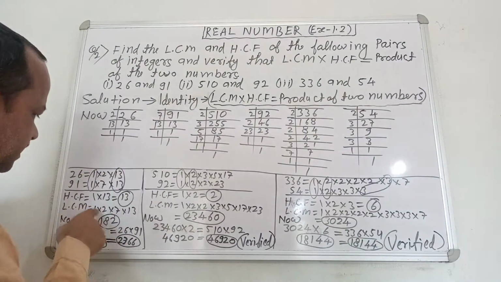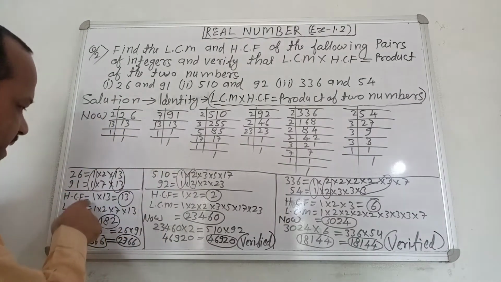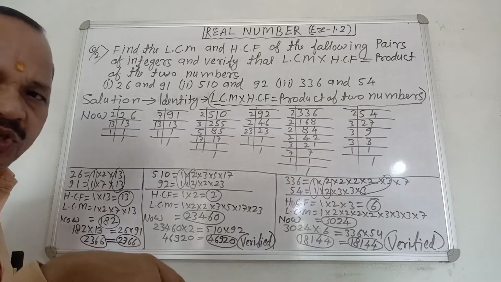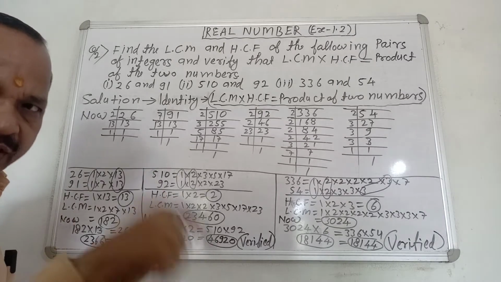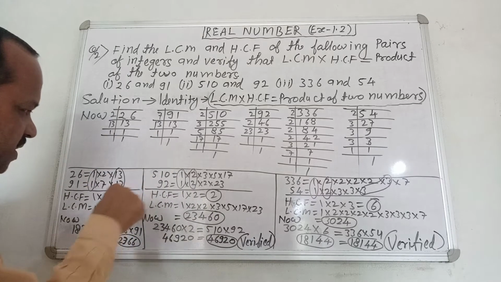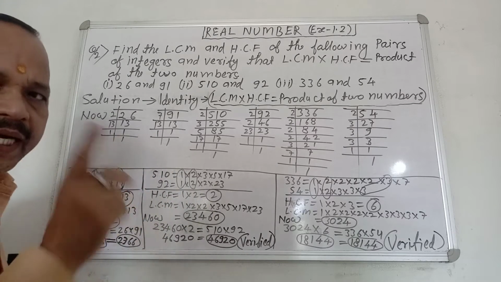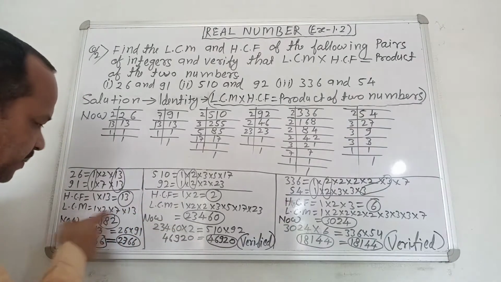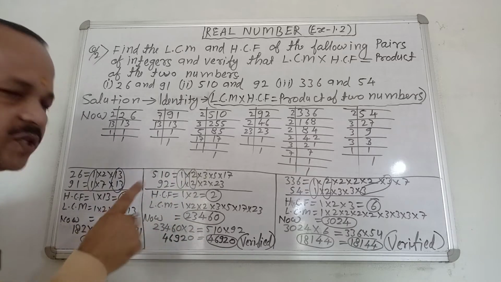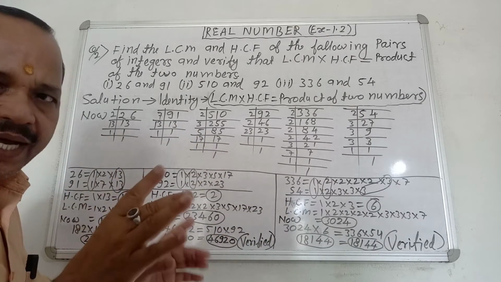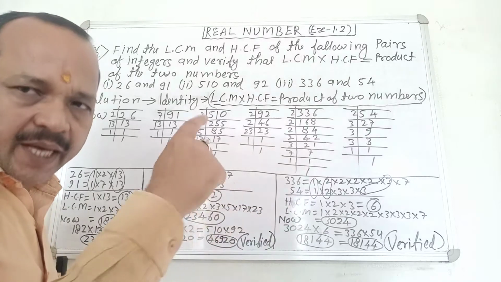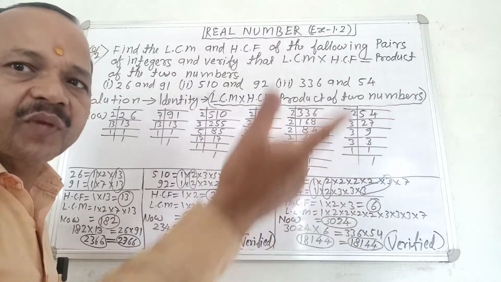maximum times 1 is 1 time. Maximum times 2, 1 time, so you write 2. Maximum times 7, 1 time, you write 7 one time. Maximum times 13, 1 time, you write 13. Multiply all numbers, it becomes 182. It means your LCM is 182. Clear? LCM and HCF is clear. Now put its value in the identity. LCM multiply HCF equal to product of two numbers.